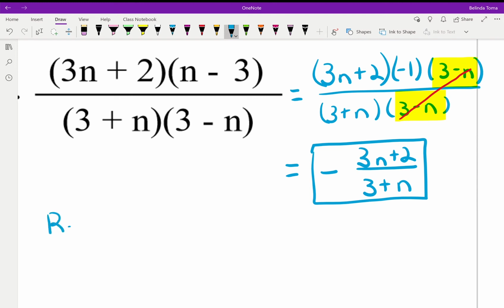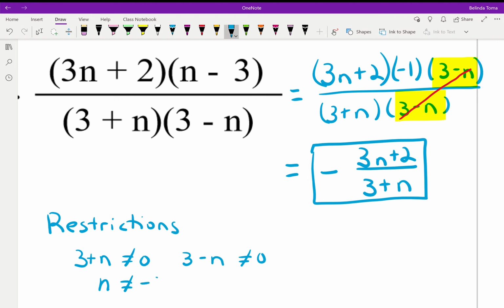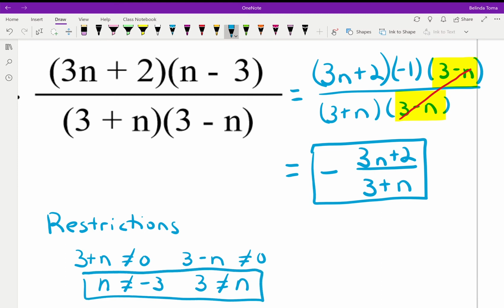So when we do our restrictions here, looking at the denominator, we're going to have two inequalities. 3 plus n cannot equal 0, and 3 minus n cannot equal 0. So here, when I subtract the 3, I get n cannot equal negative 3. And here, I'm going to add the n to the other side because that's a little bit easier. So I'm going to have n cannot equal 3. So again, n cannot equal plus or minus 3, or we can write that twice like I did, but we have two restrictions.